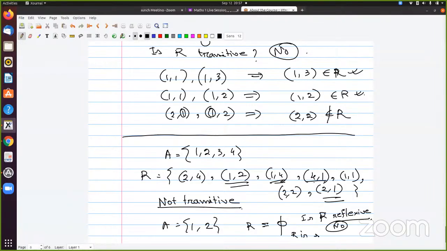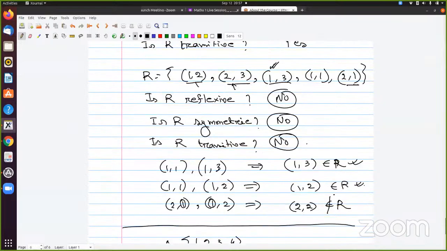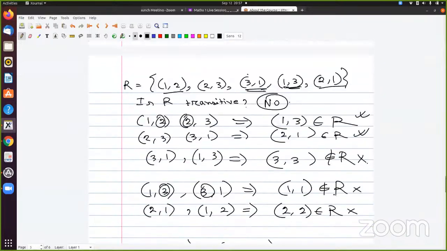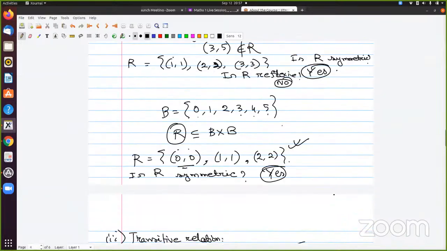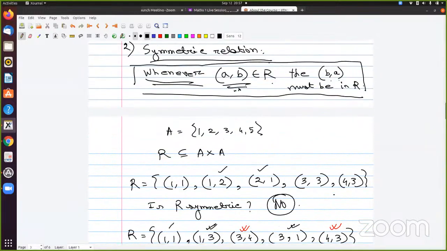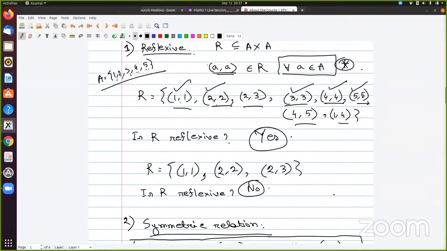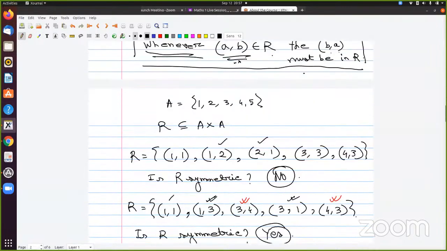Sir, when you're talking about reflexive, should it contain both 1 comma 1 and 2 comma 2? Exactly, both. So for set A, the relation R should contain the reflexive pair for every element of A. That's what I have written in the beginning. Sorry, I was not there in the beginning. That's why I asked. No, it is there, I have written this, for all A. Okay, thank you. Sorry to delay you. No issue.